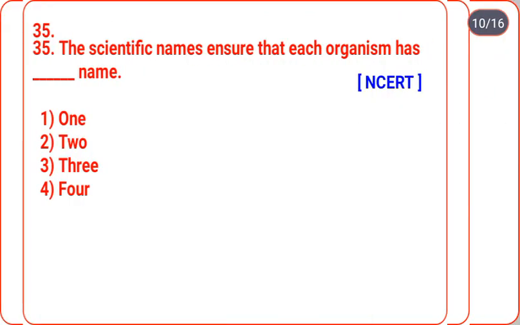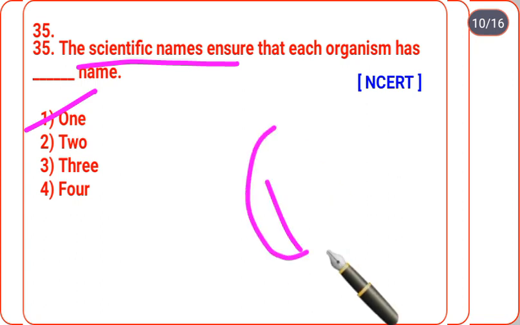Okay, next, question number 35. The scientific name ensures that each organism has dash name. Each organism has obviously one name, directly from the NCERT. Scientific name means international name, it will be only one name. Okay, option 1 is our correct answer.